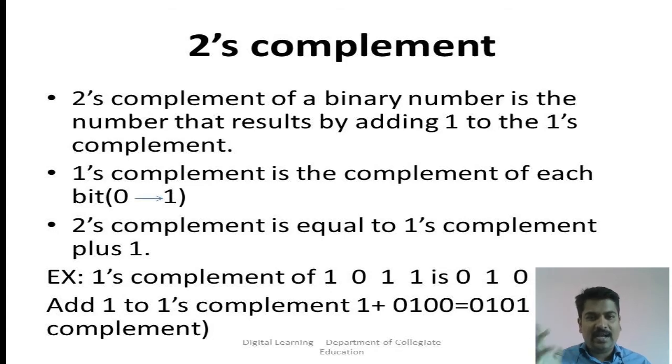Next step is to add 1 to the 1's complement. Take the 1's complement 0100 and add 1 to this. If I add 1 to this, it becomes 0101. So this is the 2's complement of the number 1011. Now how did we find the 2's complement? First step is to find the 1's complement, meaning each bit has to be complemented. Second step is to add 1 to the 1's complement. The resulting number will be the 2's complement of the given number.